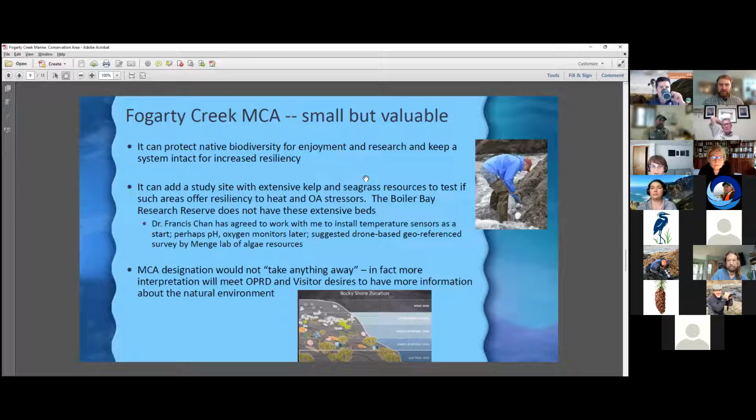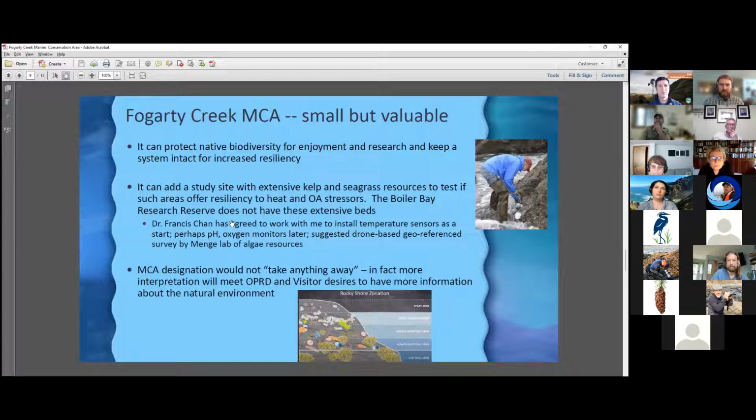So I talked to Dr. Francis Chan. He's agreed with me to install a temperature sensor as a start. He's not convinced that we'll be able to pick up pH or oxygen changes that go through a kelp bed, but will start with a temperature sensor because he thinks that also would have some really good information. And he also suggested that he and I might work with the Menge lab to do a drone-based georeference survey of the algae resources, again, to document what's there.